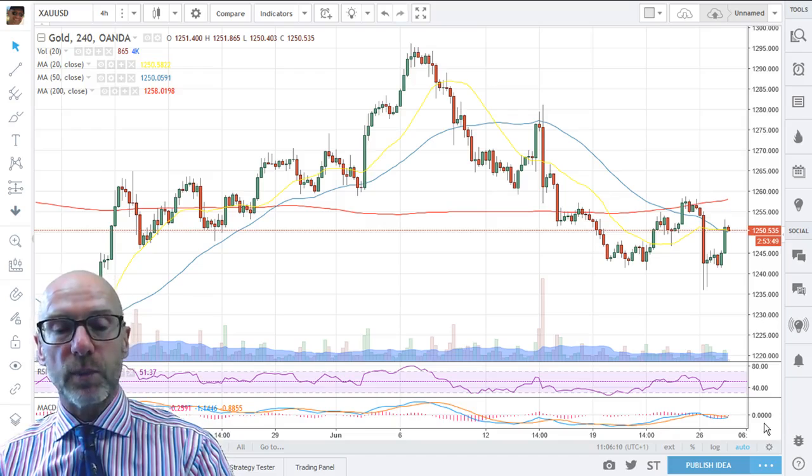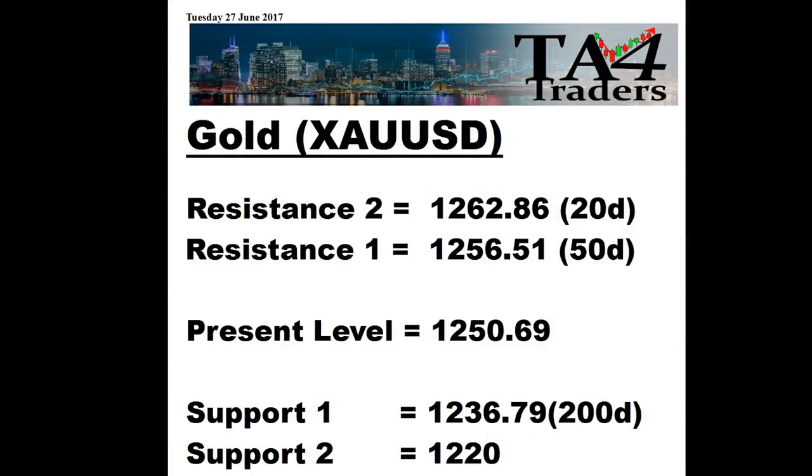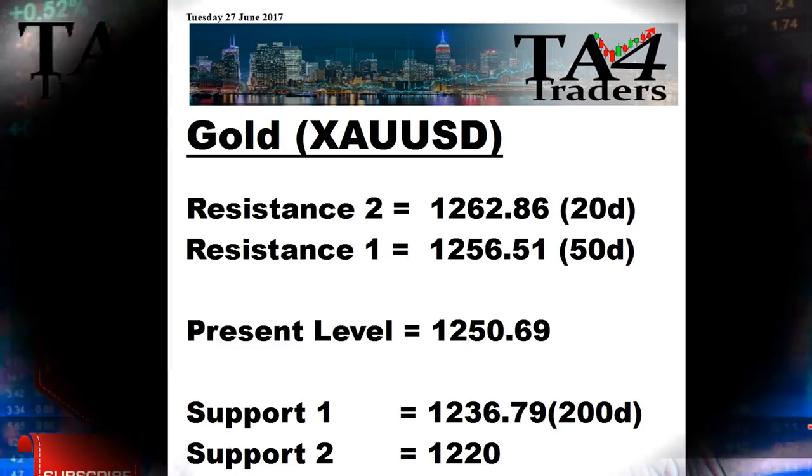So looking at the support and resistance levels on gold, there's resistance at 1256.51 at the 50 day, then at 62.86 the 20 day, with support coming in at 36.79, which is the 200 day, and at 1220.